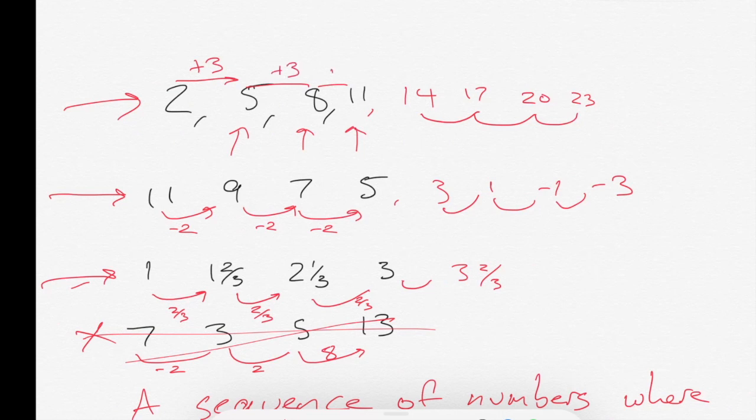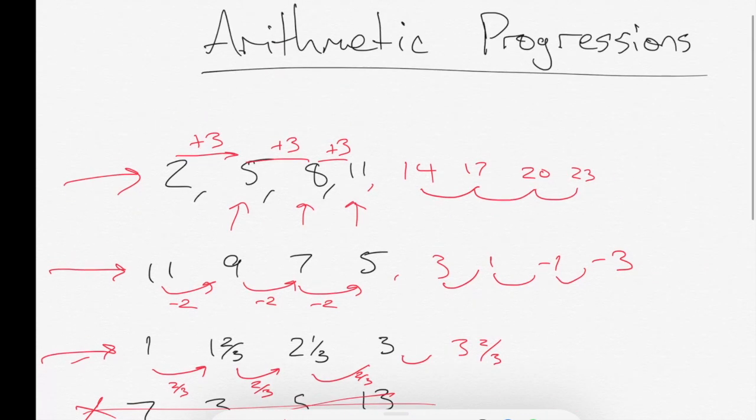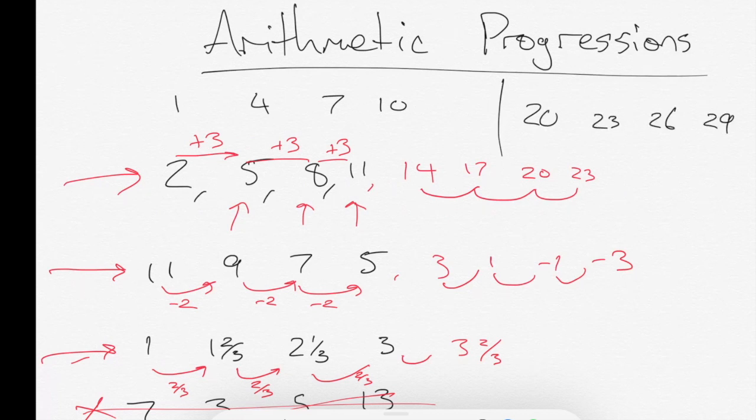We are adding 3. That's not quite enough to define the arithmetic progression, because we could also have another +3 that looks like this: 1, 4, 7, 10, or we could have another arithmetic progression that looks like 20, 23, 26, 29. These all have a common difference of 3. So in order to define our arithmetic progression, we need to know what the difference is, and also what the first term is. I'm going to explain this a little bit clearer down below.